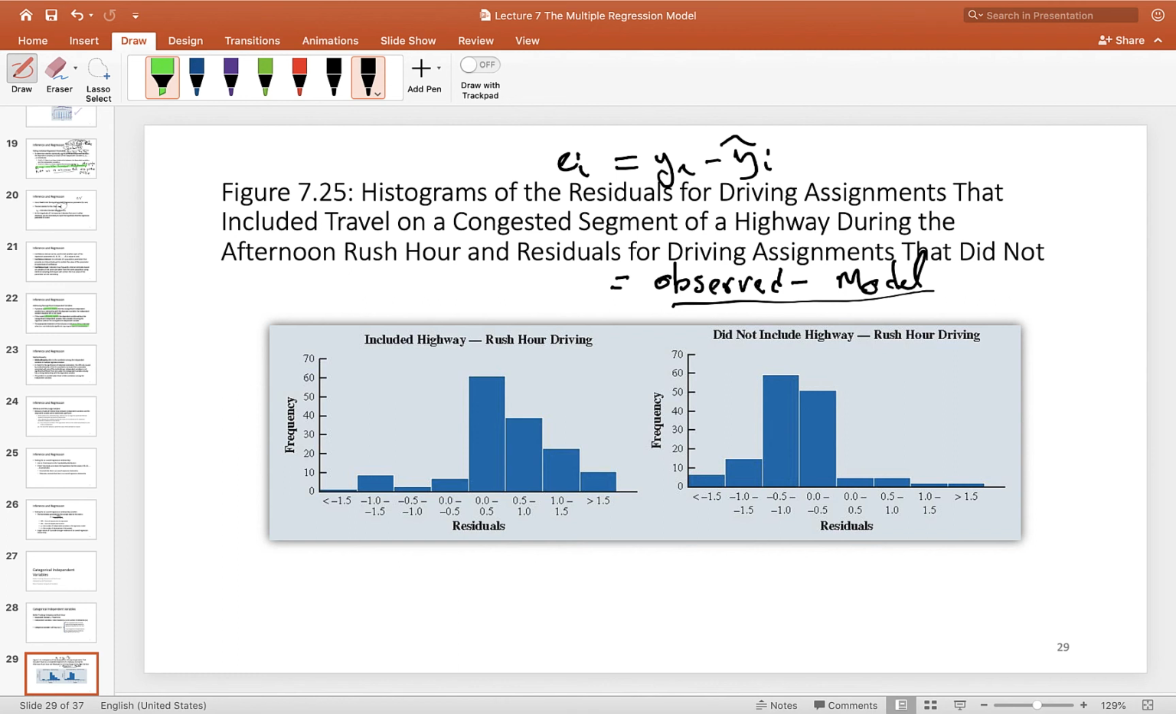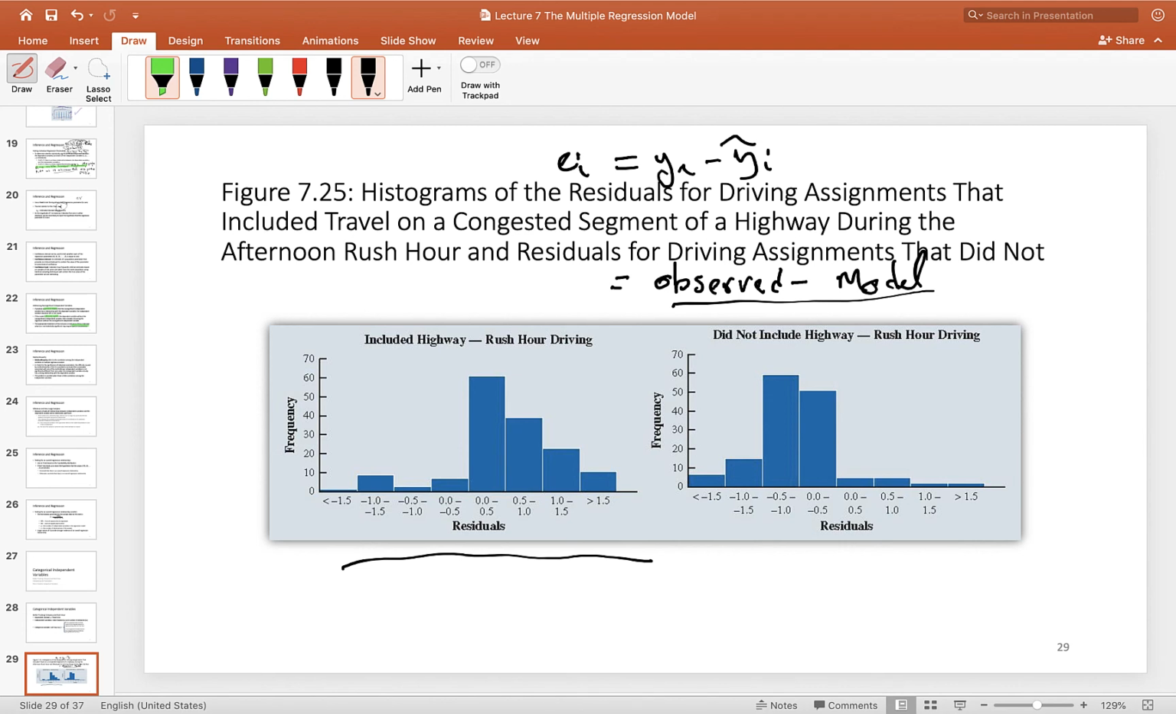So you can see here, for this first situation, these are drivers that actually drove in rush hour traffic. Now, what we're actually looking at here is the model as it stands. We haven't added in this factor of rush hour traffic. We're saying the time it takes you to make your deliveries is based purely on the number of deliveries you make and the number of miles you drive, and that's it. And when we do that, what does our model look like? What do the residuals look like?